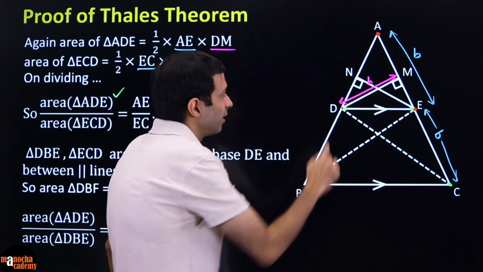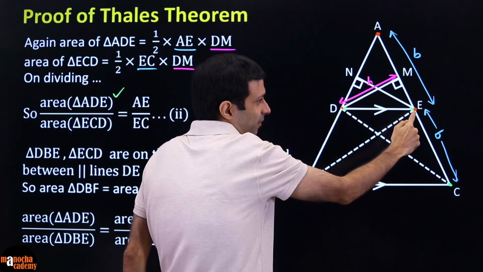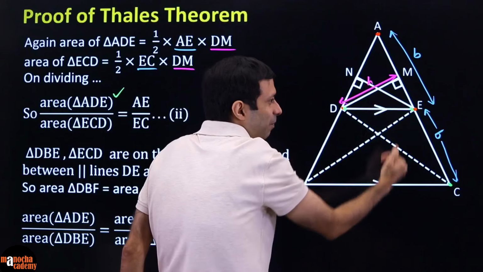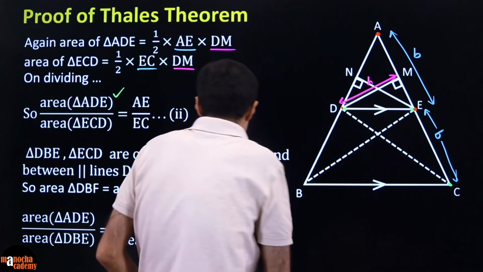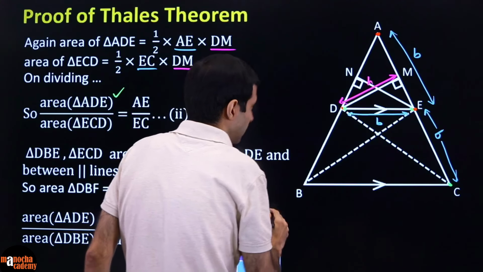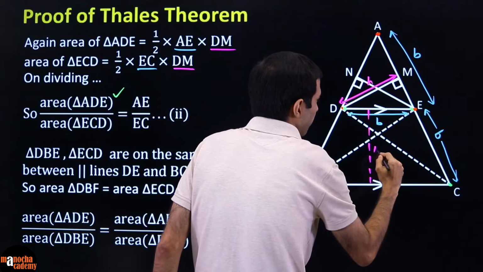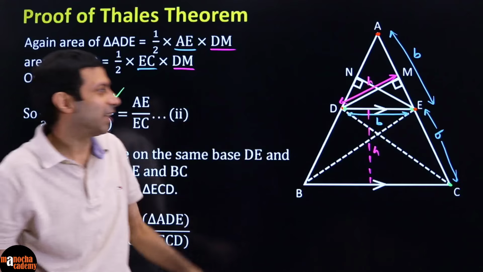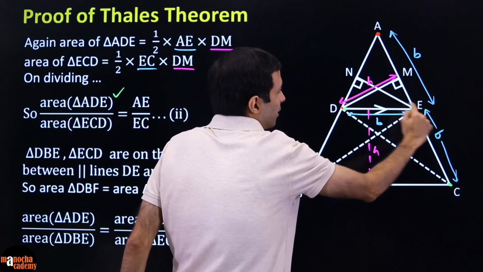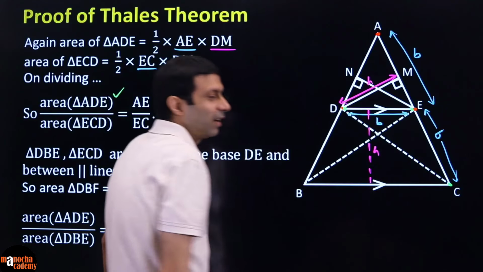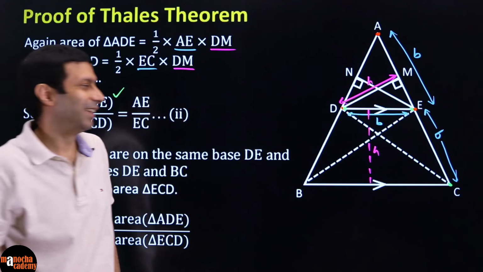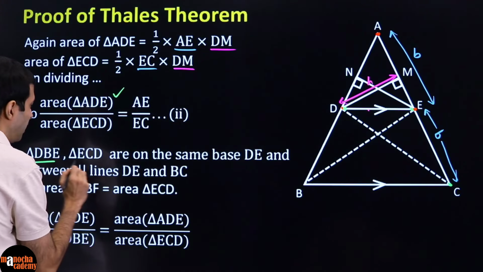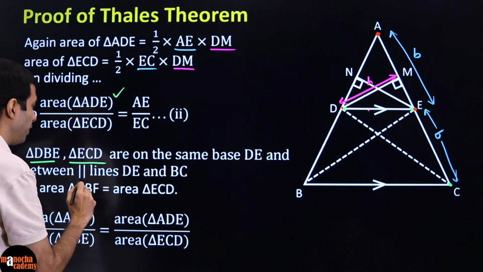Look carefully. If you consider ED as the base, the common base, you can see that both triangles have the same perpendicular height. If you consider this as the base, both the triangles have the same perpendicular height because they are between parallel lines. So clearly we can see that these two triangles between the parallel lines and formed by these dotted lines have equal area. So therefore what can we say? That triangles DBE and ECD are on the same base and between parallel lines.